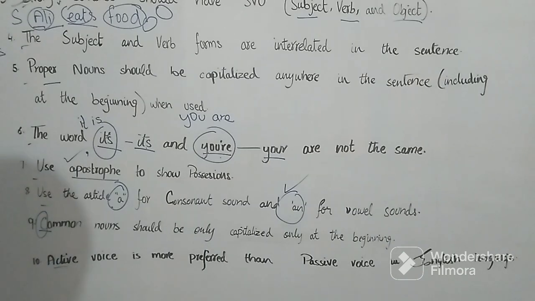Tenth and the last rule, that active voice is preferred over passive voice in the English language. Like active voice and passive voice, as we all know, we prefer active voice more than passive voice. So we should use active voice more than passive voice in English, while writing as well as while speaking. So these were some of the basic rules of grammar of English while writing, and some of them while speaking as well.